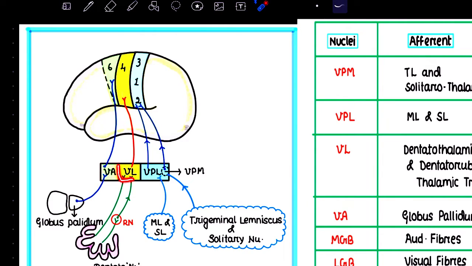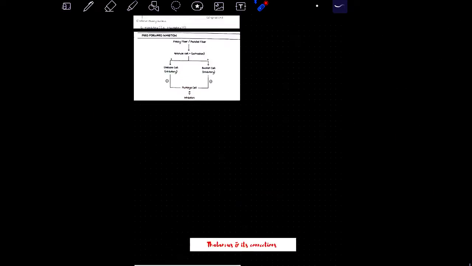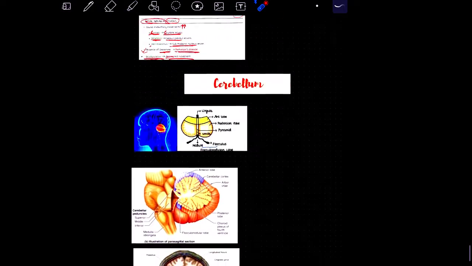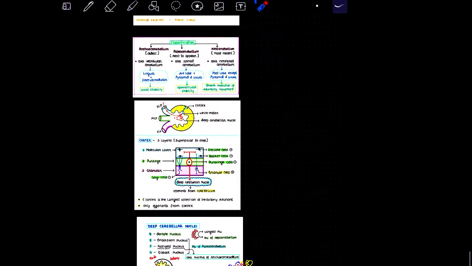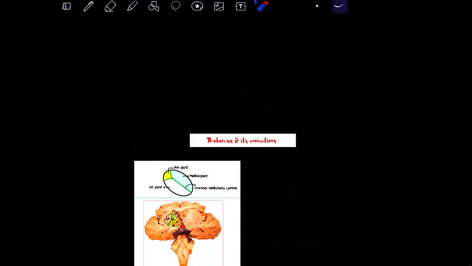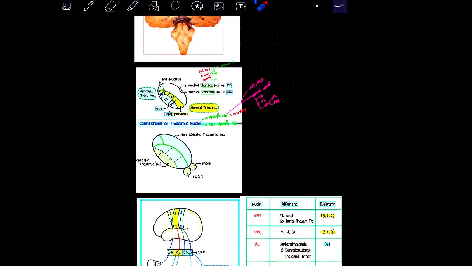Similarly the ventrolateral nucleus will receive afferent from our dentate nucleus. If you remember, where did we study this dentate nucleus? Just before this lecture, in the cerebellum, right. In the cerebellum there were different deep cerebellar nuclei. They were the dentate nucleus, right. So they receive afferent from the dentate nucleus.